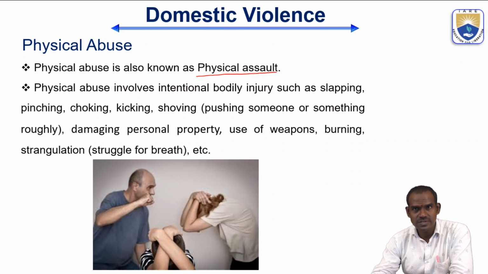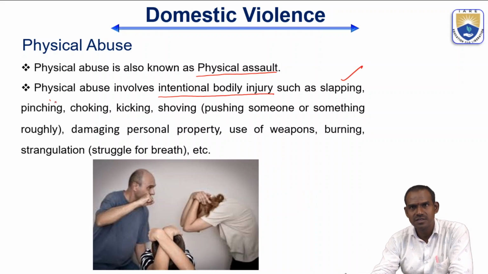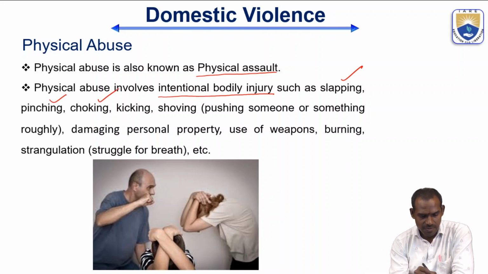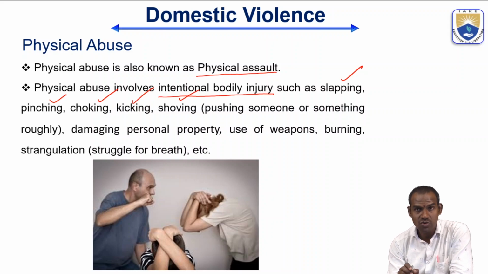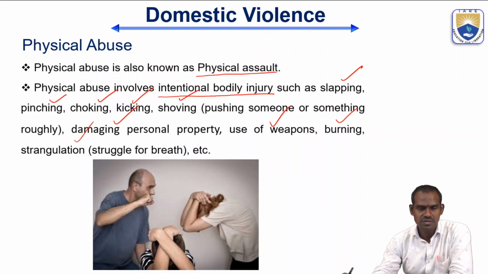Physical abuse involves intentional bodily injury, such as slapping or pinching or choking or kicking or shoving. Shoving is nothing but pushing someone or something roughly. Okay, and damaging personal property, use of weapons, burning, and strangulation.